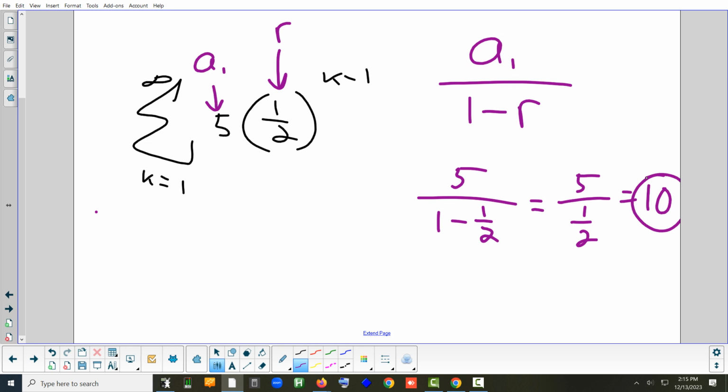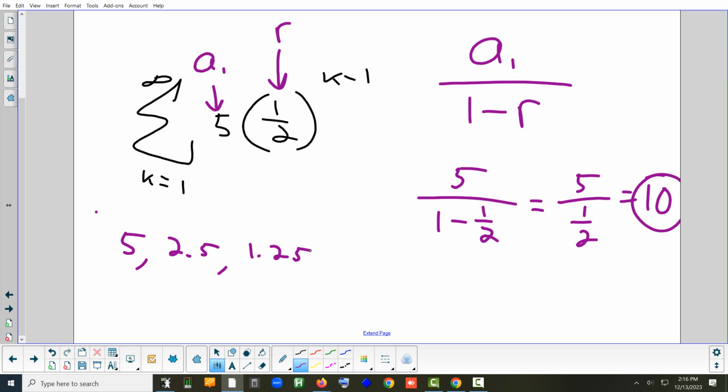So the first number is a 5. And then the next number is half of it, so 2.5. The next number is 1 1/4. And you can keep going. If you add up every number from 5 to infinity, cutting it in half each time, it will add up to 10, or get extremely close to 10. And that's how you find the sum of an infinite geometric series. Any questions on that?